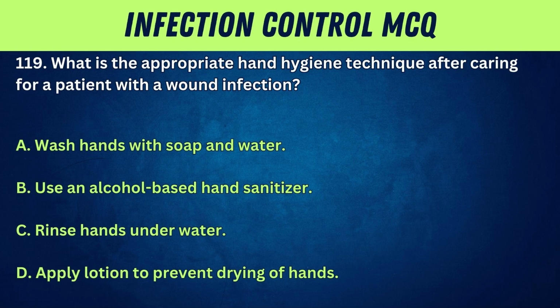119. What is the appropriate hand hygiene technique after caring for a patient with a wound infection? A. Wash hands with soap and water. B. Use an alcohol-based hand sanitizer. C. Rinse hands under water. D. Apply lotion to prevent drying of hands.